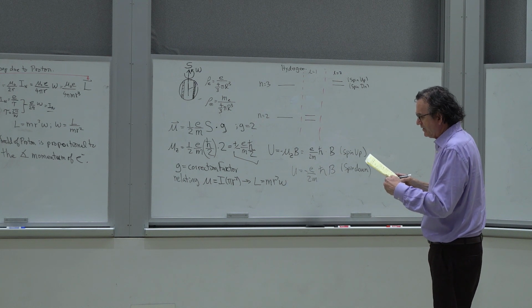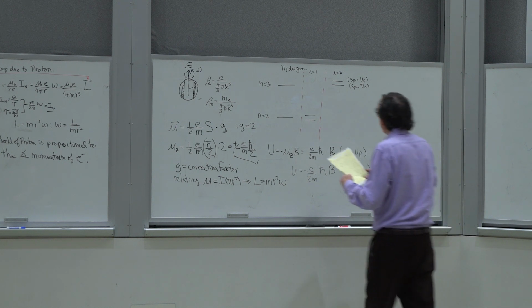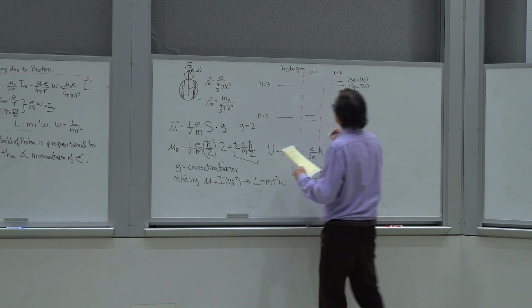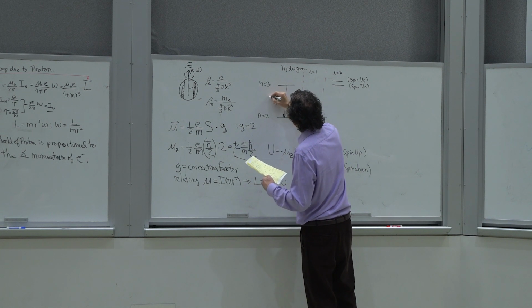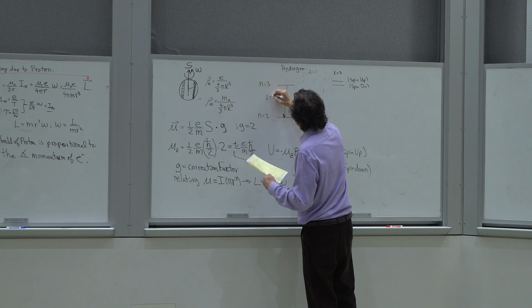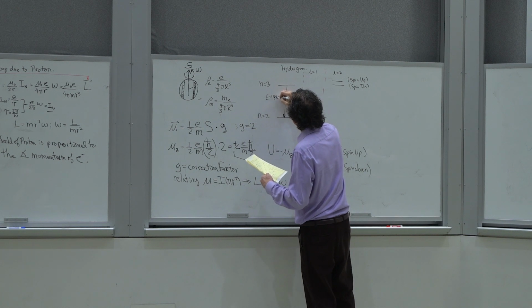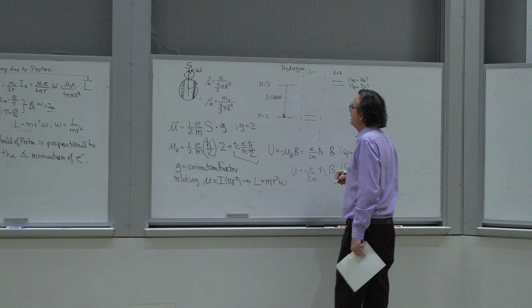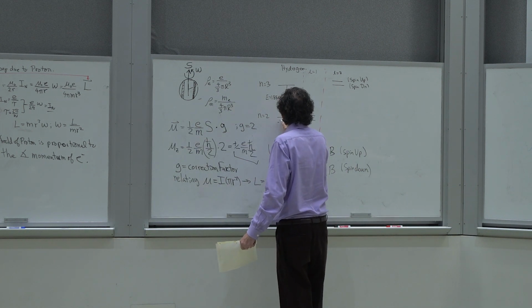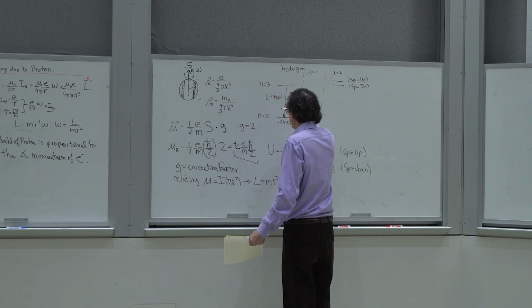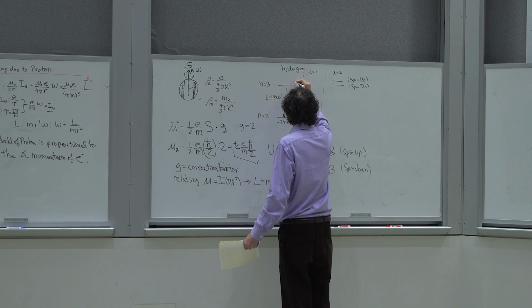So what happens now is that previously a transition from n equals 3 to n equals 2 would have given an energy of 1.88 eV. Now, how did I get that? Well, we just said n equals 2 is at minus 3.4 eV in hydrogen. If I put n equals 3, I forgot the exact number, but I think it's minus 1.54.